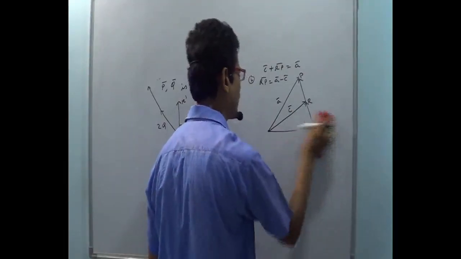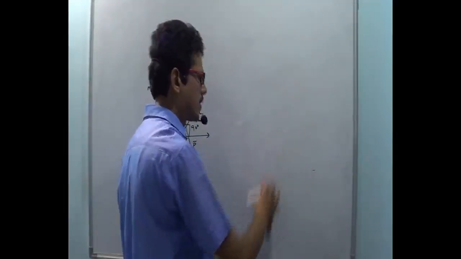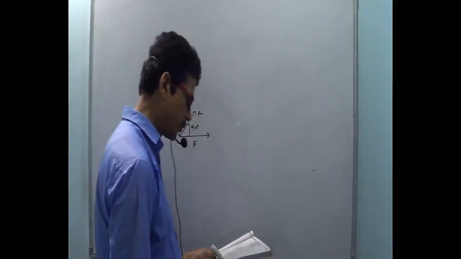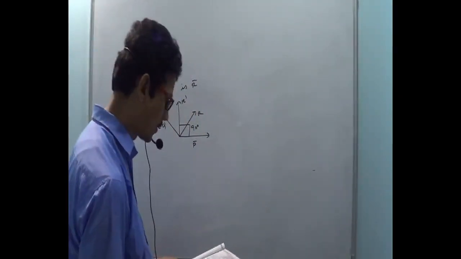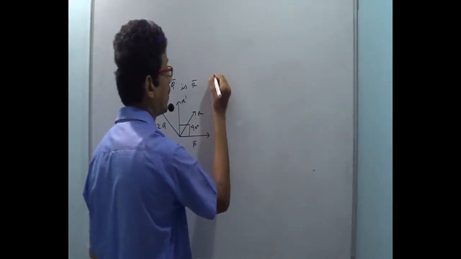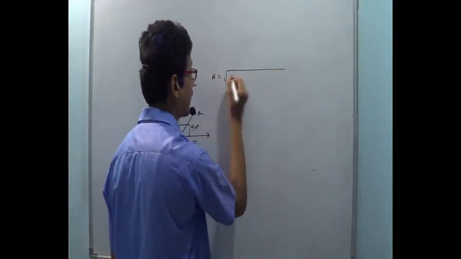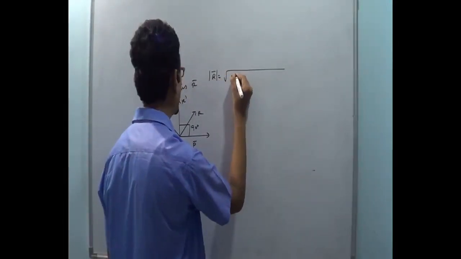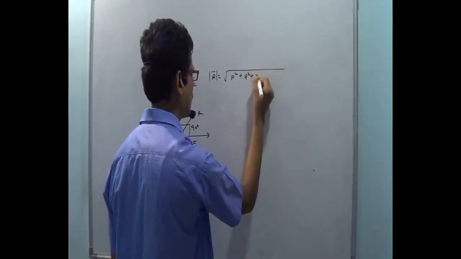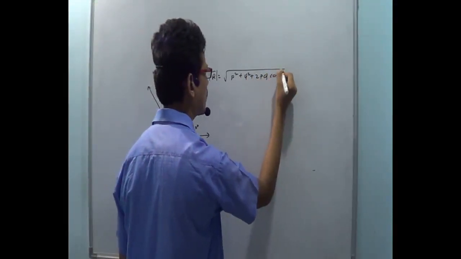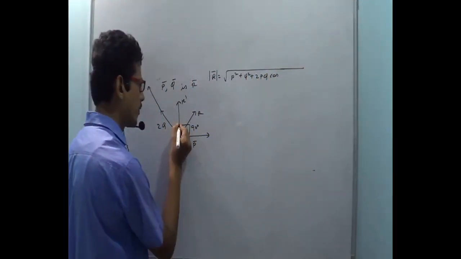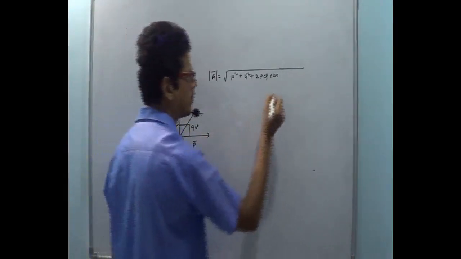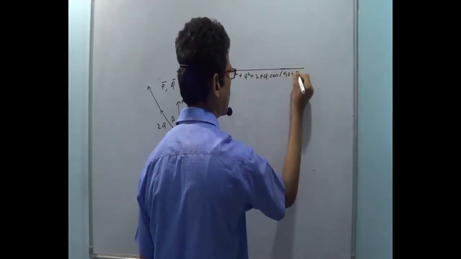Okay. Now what he is asking is, what is the magnitude of R bar? So what is R bar? R is nothing but magnitude. What is the magnitude of R bar? I will write like this: modulus of root of P square plus Q square plus 2PQ cos of the angle. What is the angle between vectors? Let this angle be beta. Angle between vectors is 90 plus beta. Okay, first we will find this.